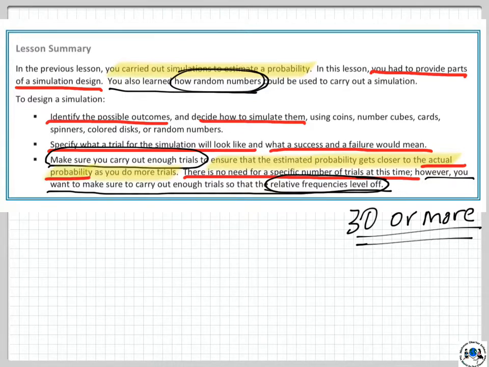Okay, so I hope you enjoy this probability stuff, and there's one more lesson after this before your mid-module assessment. All right, and have fun.